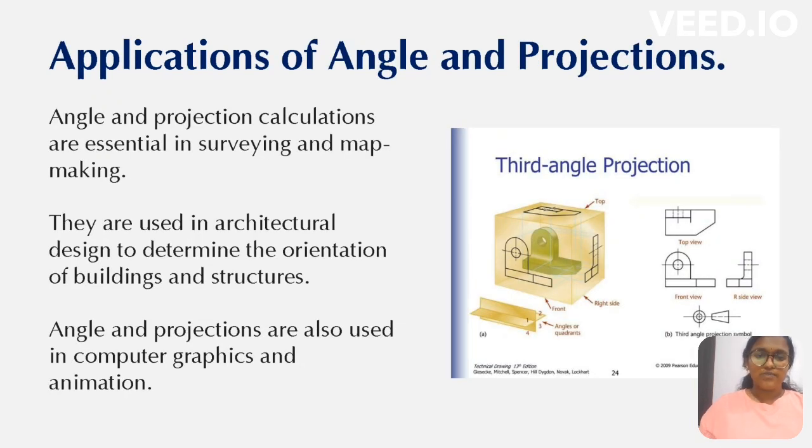So let's know applications about each topic. Applications of angle and projection. Angle and projection calculations are essential in surveying and map making. They are used in architectural design to determine the orientation of buildings and structures. Angle and projections are also used in computer graphics and animation.